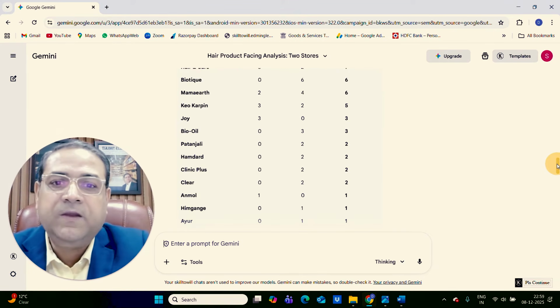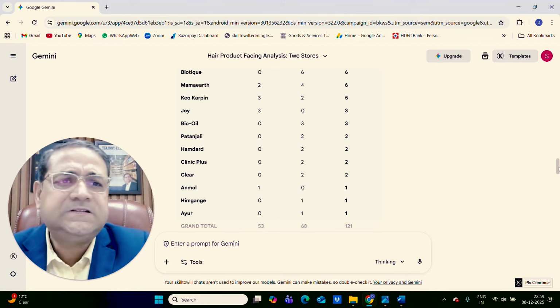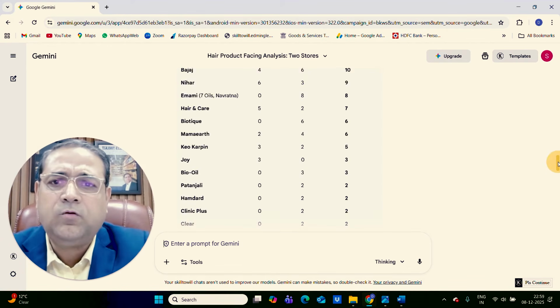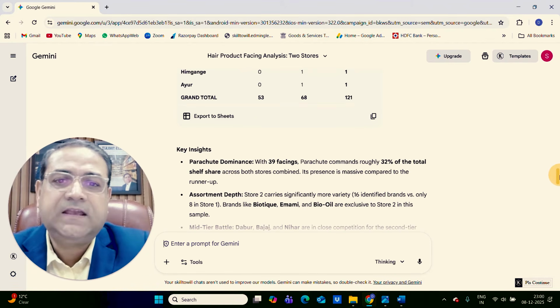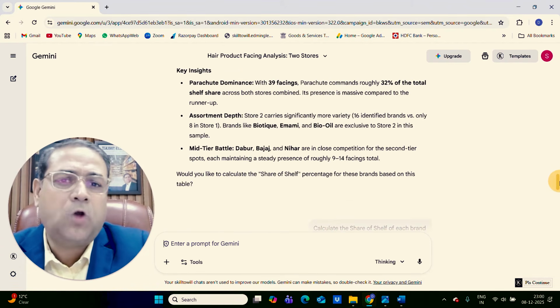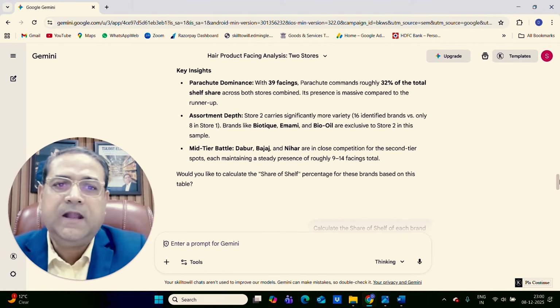And also in the previous data, you will come to know which brand is present in how many stores. Like see, some of the brands like Patanjali are present in only one store. In the other store, it is not present. It can come up with some wrong brands, and you have to check if it comes up with wrong brands, probably if it is not able to read the name of the brand properly.